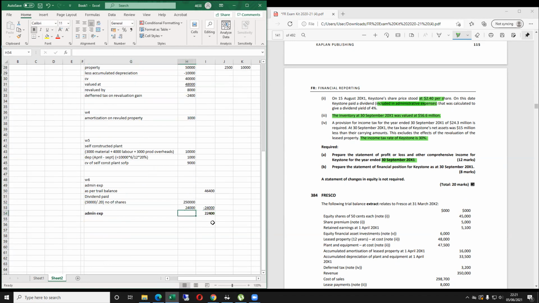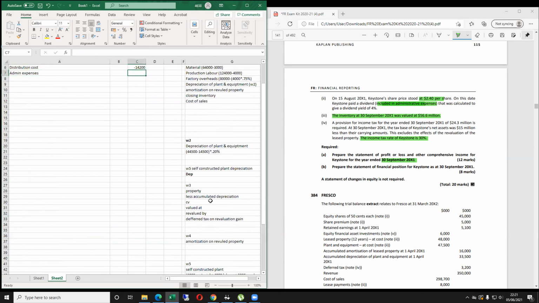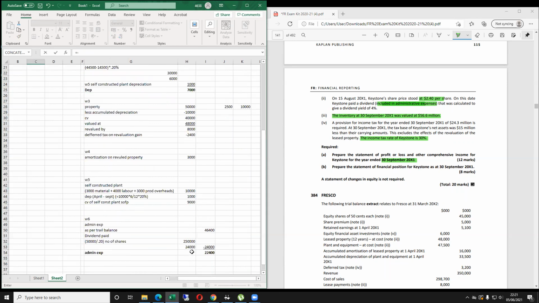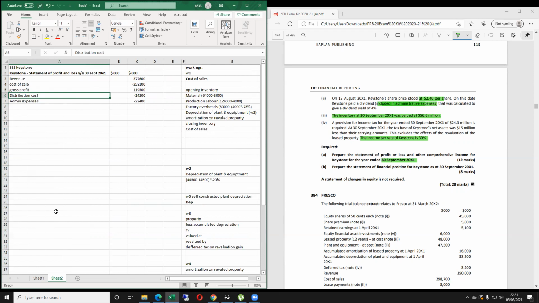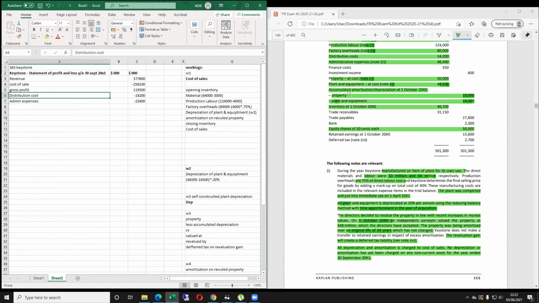Now you see this. Now this is our final figure for admin expenses, which is 22,400. Now we can take this, equal to minus, link this. Okay, this bit is done. Next line is finance cost. No adjustment, just write finance cost here. So finance cost is minus 350. You just have to write 350 because we are already rounding off.